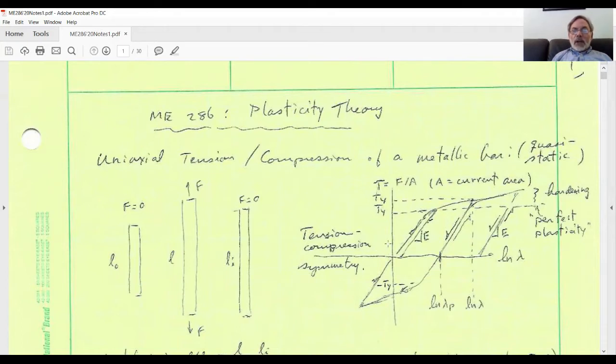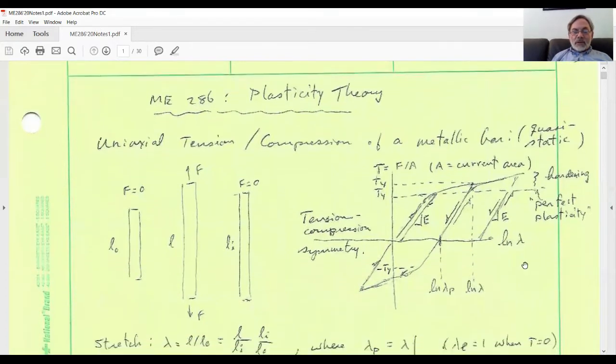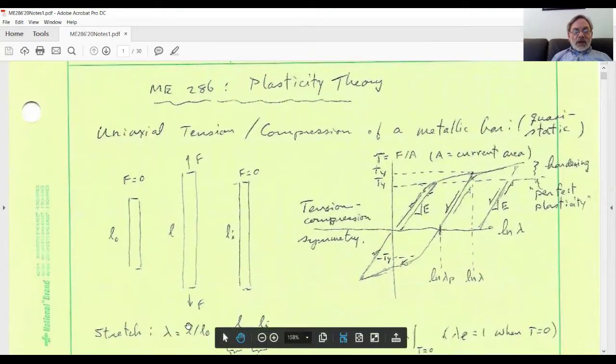What we observe when we apply the force or the stress is that the wire extends with a stiffness, say, call it E, which is Young's modulus. And that extension proceeds in a more or less linear manner if we plot the stress versus the natural logarithm of the stretch. The stretch is just the ratio of the current length of the bar to the initial length.